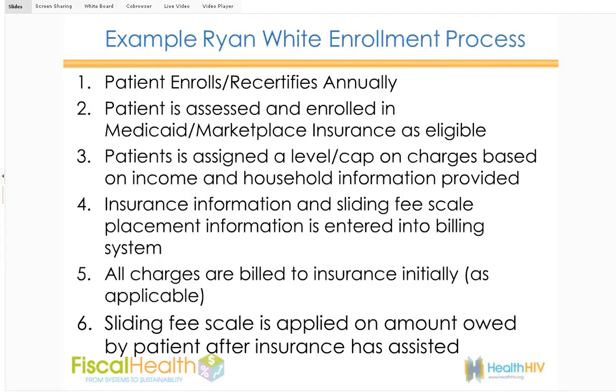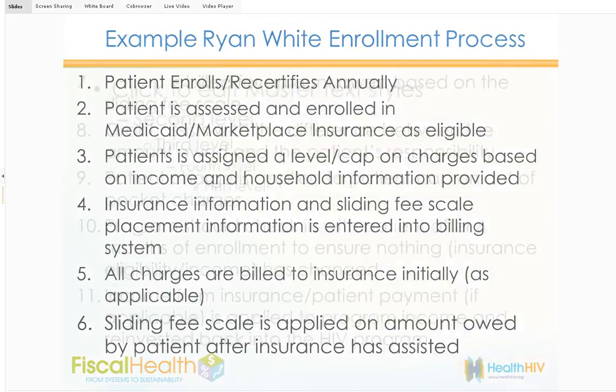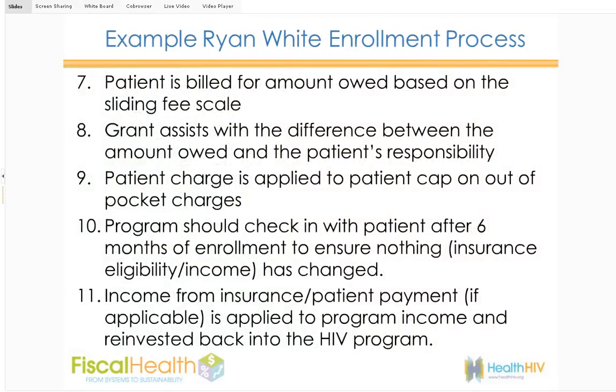As charges come in, they should be billed to the insurance initially as applicable, and then the sliding fee scale would be applied on the amount owed by the patient after insurance has assisted. The patient is billed for the amount owed based on their sliding fee scale, based on your nominal fee or your percentage of charges, and the grant would assist with the difference between the amount owed and the patient's responsibility. The patient charge is applied to the patient's cap on out-of-pocket charges.